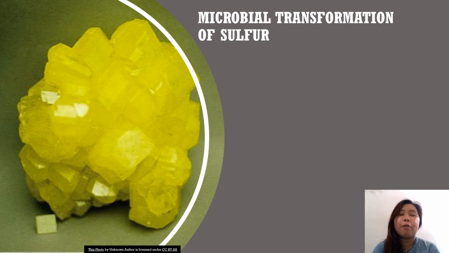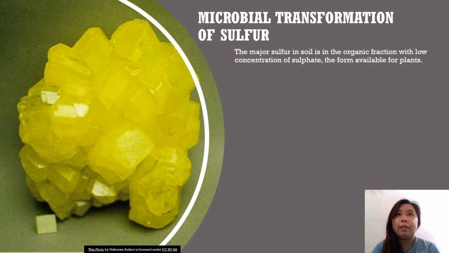We are finished now with the microbial transformations of nitrogen and phosphorus. Now we move to the microbial transformations of sulfur. This involves the conversion of organic sulfur to inorganic sulfur, because the major sulfur in soil is in the organic fraction with low concentration of sulfate. That is the form available for plants.